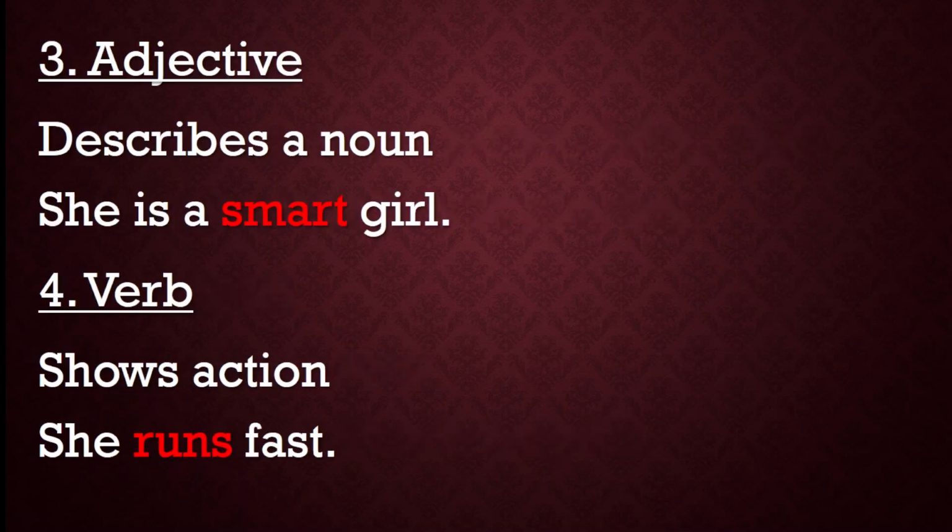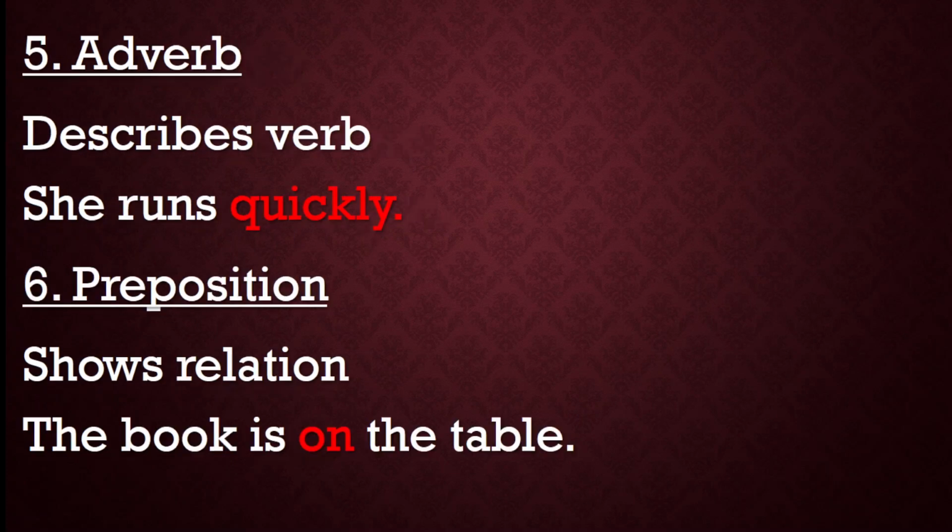Third one is adjective. An adjective describes a noun. For example, she is a smart girl. In this example, girl is a noun and the word smart is actually talking about that particular girl. So smart is an adjective. What is a verb? A verb shows an action. For example, she runs fast. Here, run or running, as we know, it is an activity, it is an action. So runs is a verb in this sentence.